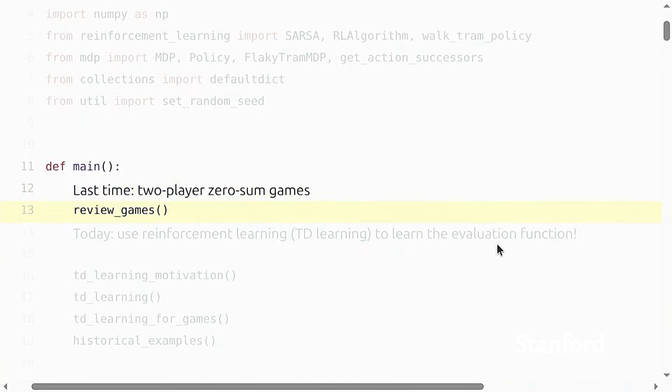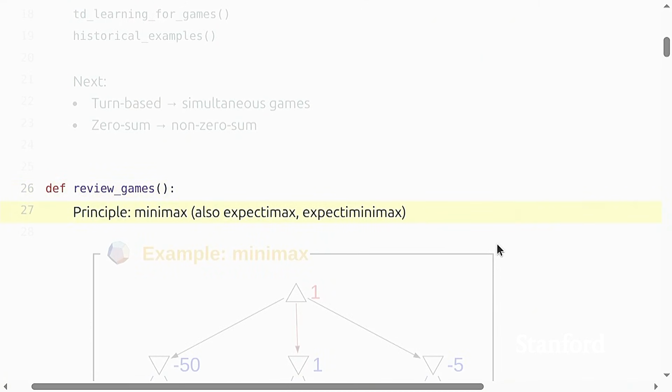OK, so just as a review, last time we talked about the minimax principle. And this is the way that we solve games. So remember, in a game, you have different players being in control at different states, which means that you can't just max over everything or take expectations. You actually have to max and min.